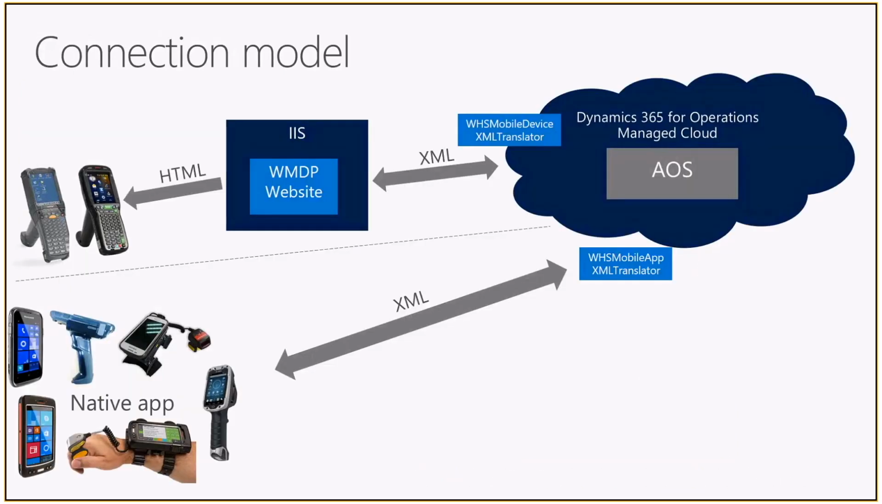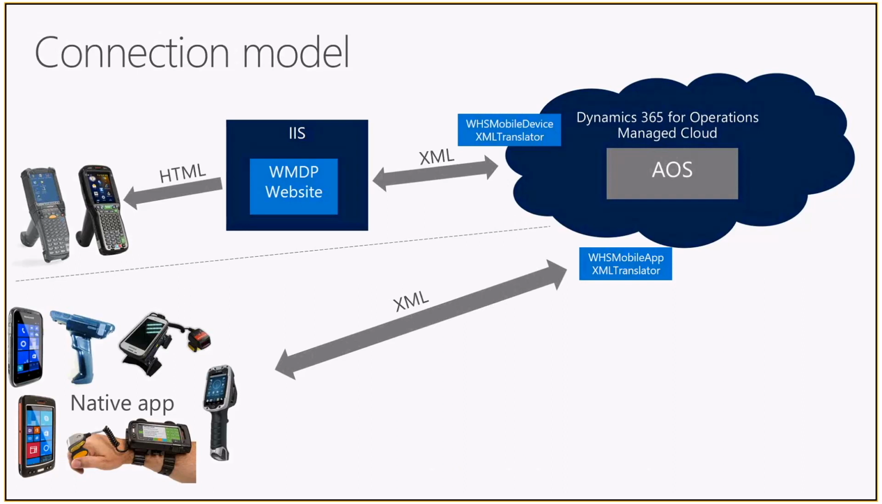As I mentioned, one of the biggest changes to the framework is a different way to connect back to the Dynamics 365 for Operations cloud. In the previous system, we have an intermediate WMDP server hosted in IIS that translated the XML communication from the AOS or Dynamics 365 for Operations into HTML for the devices. Now, this model is still currently supported in the fall release of Dynamics 365 for Operations, but will eventually be deprecated in favor of the new Warehouse mobile app.